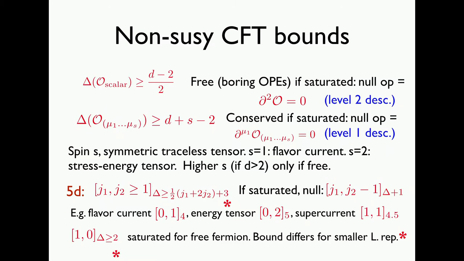Another example is if we look at an operator which has S Lorentz indices that are symmetrized and traceless, then the dimension of that operator has to be bigger than or equal to D plus S minus 2. And these are conserved currents. So for instance, if S is 1, then this is just like a usual flavor current. Its dimension, if we saturate this, is D minus 1, and it satisfies a conservation law. If S is 2, this is the energy momentum tensor. So the dimension is D, and it satisfies the conservation of energy momentum. For S bigger than 2, such conserved operators are believed not to exist unless the theory is kind of a free theory. And so usually we only have these operators in an interesting theory for S equals 1 or 2.